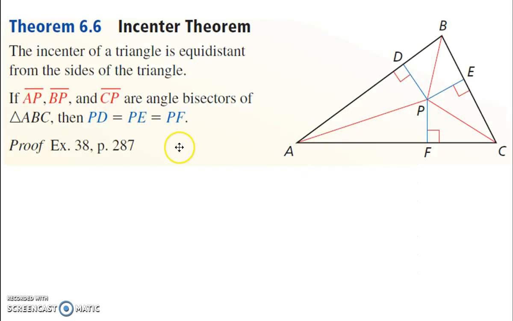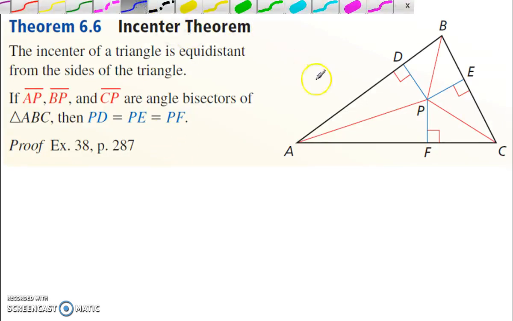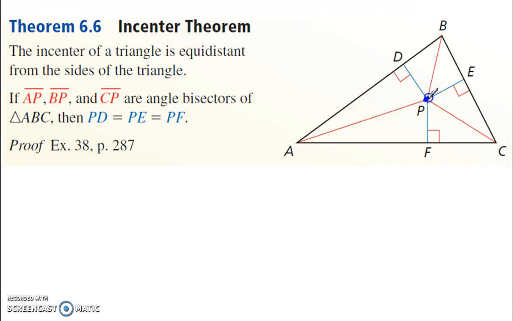All right. The Incenter Theorem states that this point P, the incenter, is the same distance from every side. I know that this is the distance because of the right angle here. And so PF is the same length as PE, which is PD. And if that's the case, then this line AP is an angle bisector, which means this angle is the same as that one. And this is an angle bisector, so this angle is the same as this one. And so is this the same as that one right here.